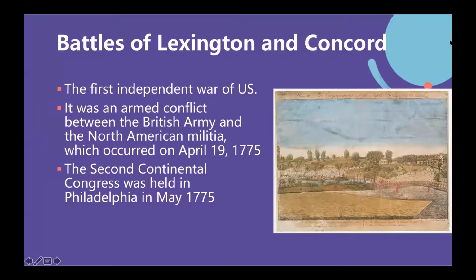And then come the Battles of Lexington and Concord. This is the first independence war of the U.S., an armed conflict between the British Army and the colonized Americans on April 19, 1775. And then the Second Continental Congress was also held that year in Philadelphia.